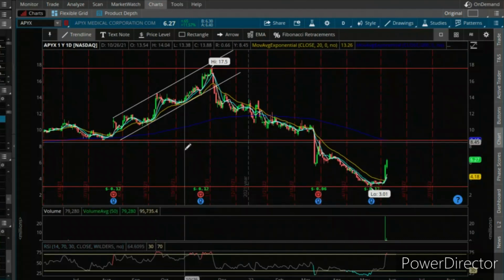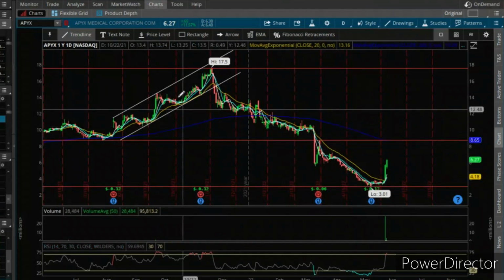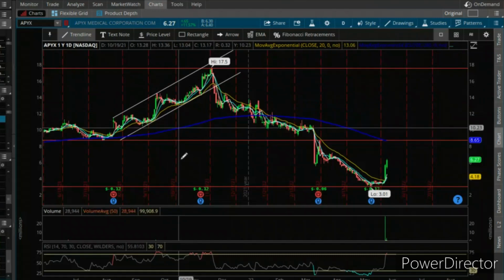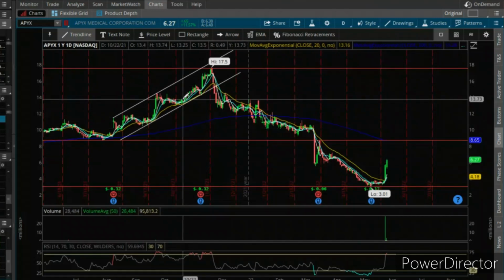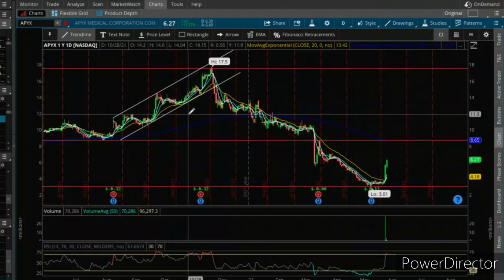So knowing your support lines and your resistance lines and your trend lines can play a big part in helping you make some money in the market.